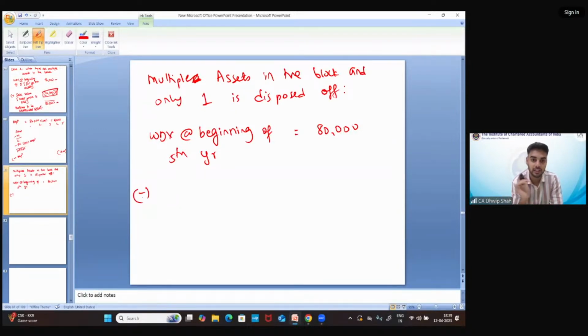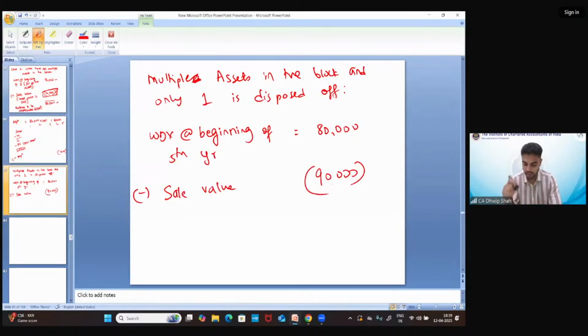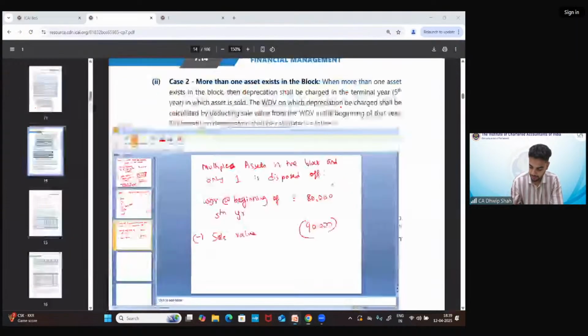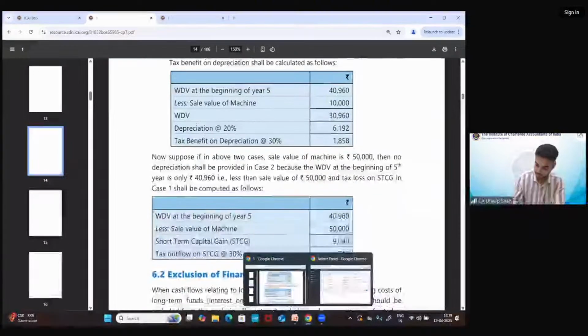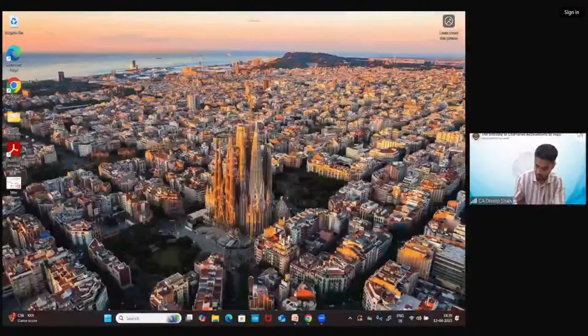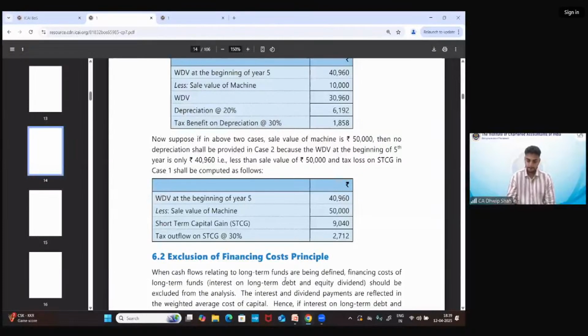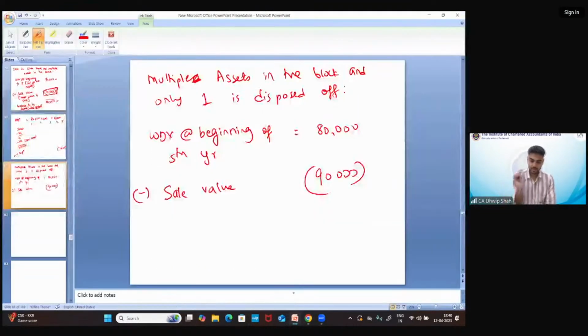Now this is a hypothetical situation. The only one asset that I'm disposing of now, the sale value: I got a very good deal. I sold it for 90,000. Tell me, what will happen in this scenario?